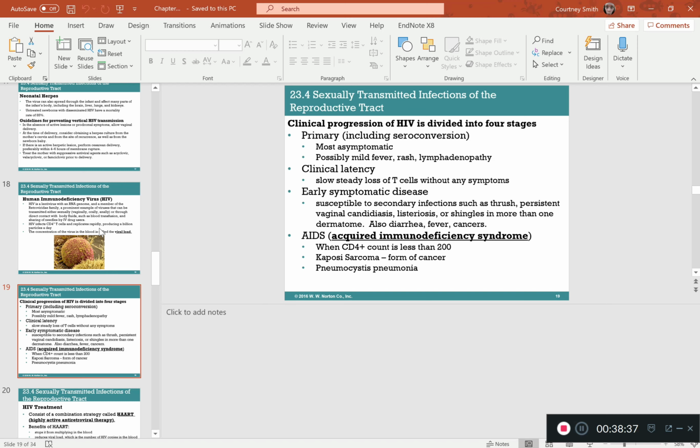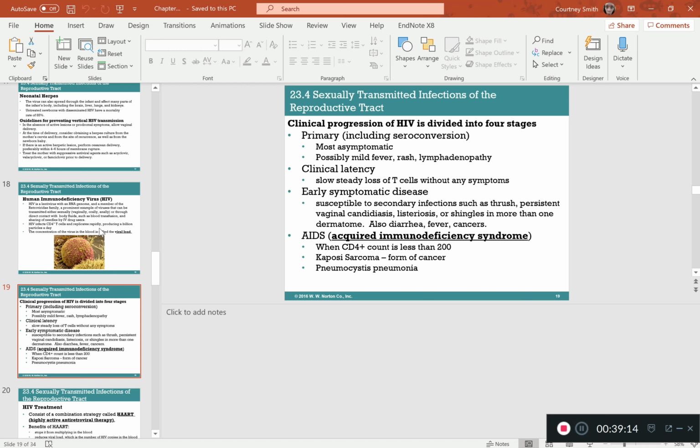But before that, they are in the primary stage, which is normally where a patient is asymptomatic. They don't have any signs or symptoms, but they could exhibit some fever and rash. It just depends, but for the most part, people are asymptomatic. Then you have the clinical latency. This is where T cell counts will slowly start declining, and that's pretty much the only sign and symptom. Other than that, there's nothing else.